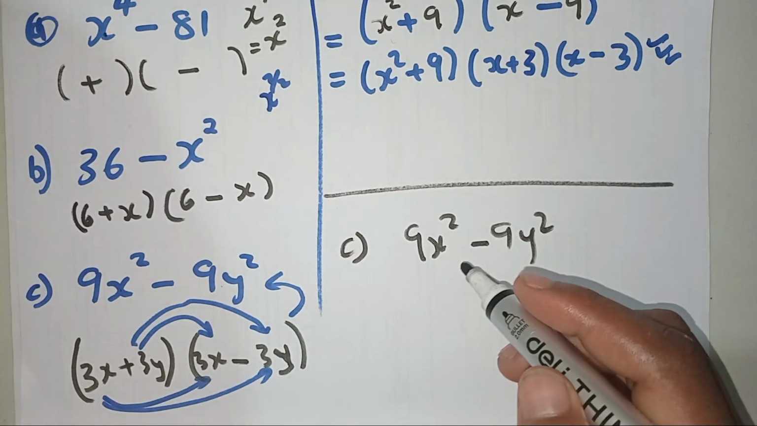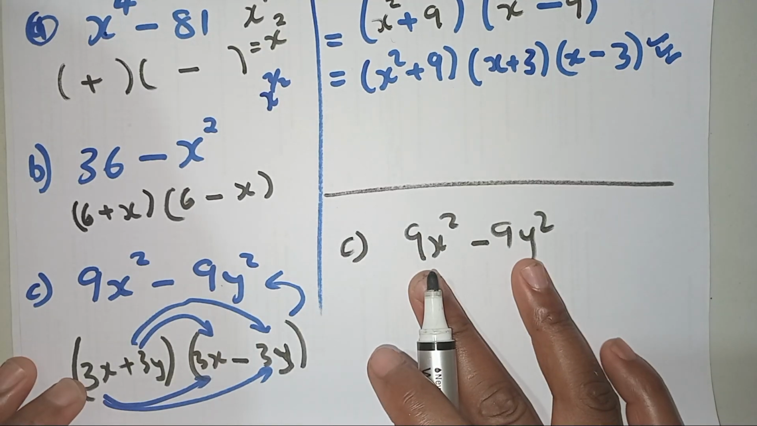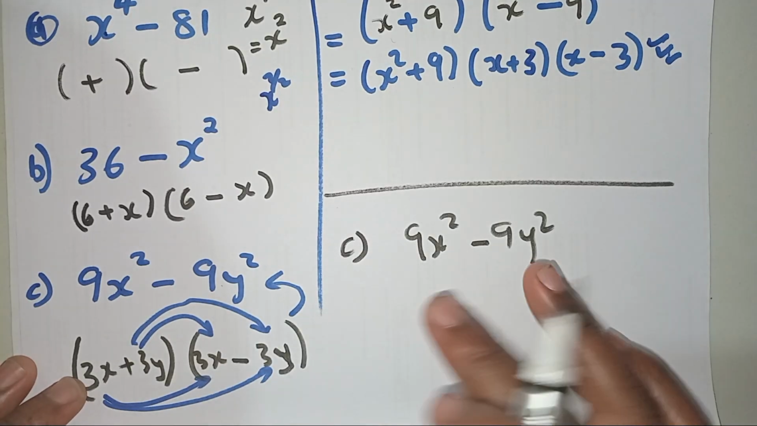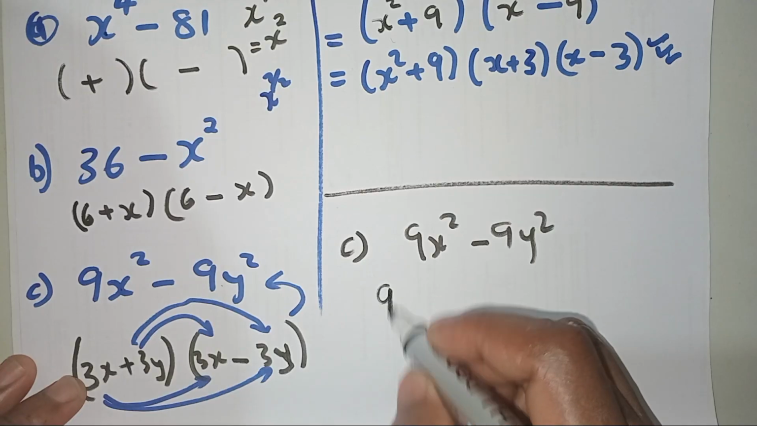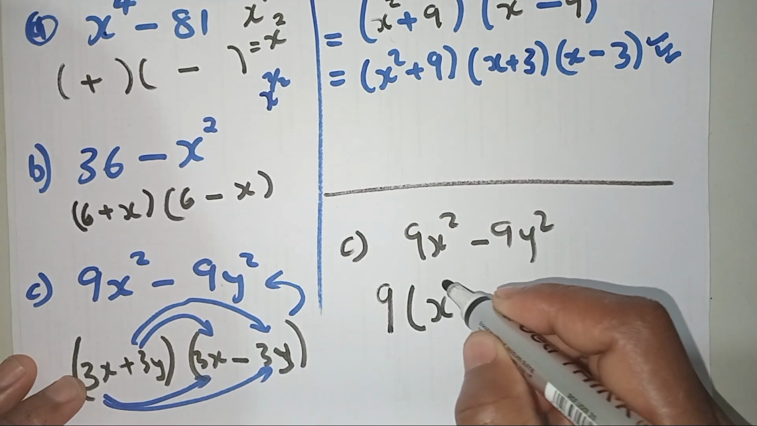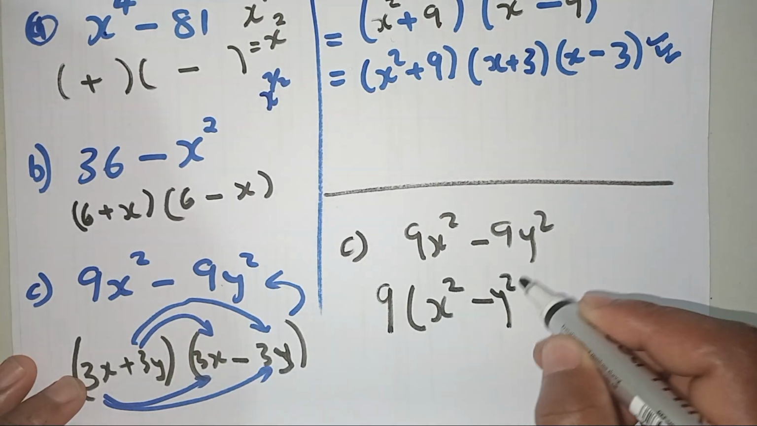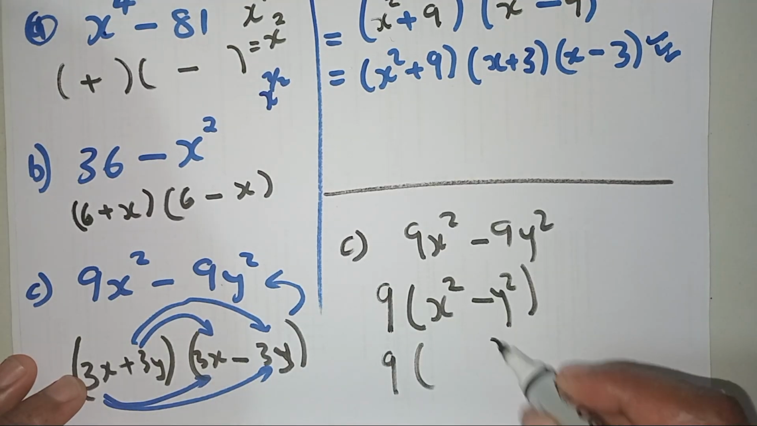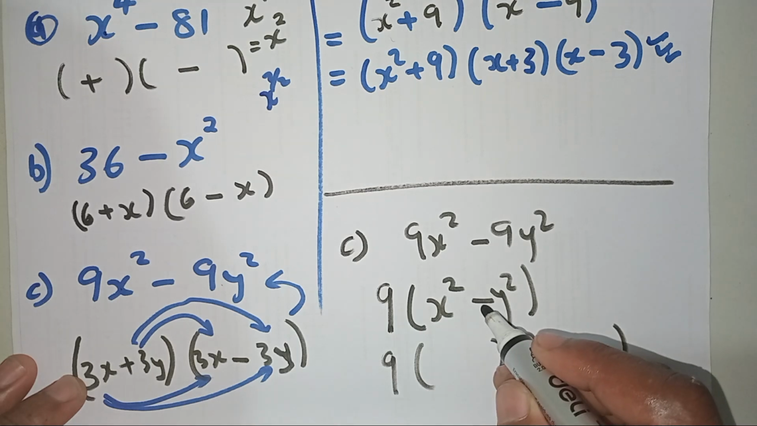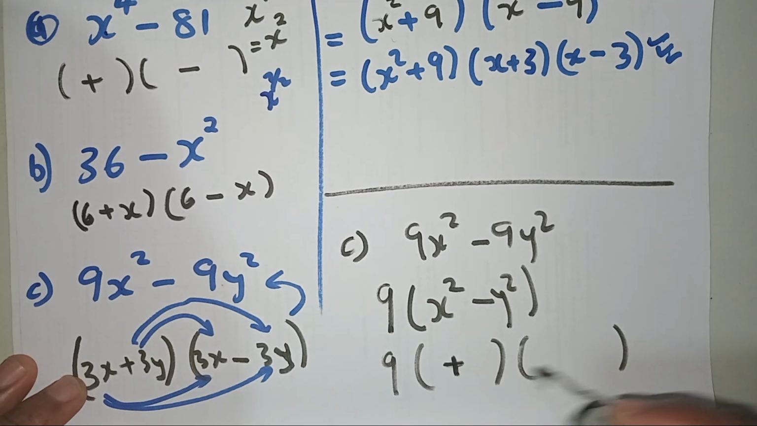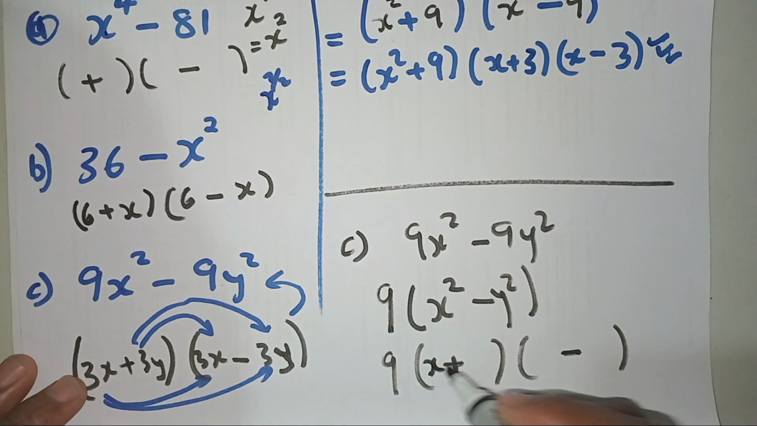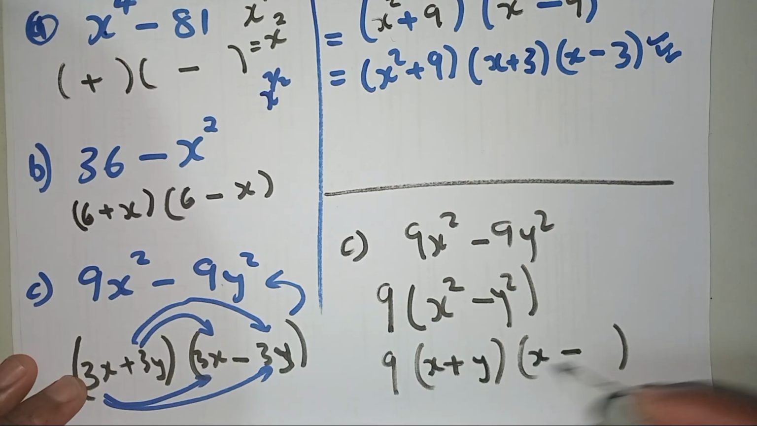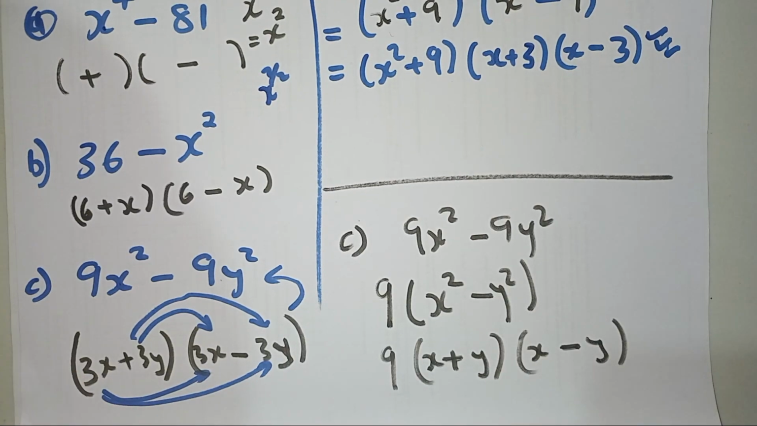Remember from the previous video, we said we must always check if we have a common factor. Indeed, here we have a common factor. Our common factor is 9, so we're going to have x squared minus y squared, like this. And then we start factorizing this one. These are the difference of two squares because of the minus sign in between them. We write plus, we write minus. So it's going to be x, x, y, y.